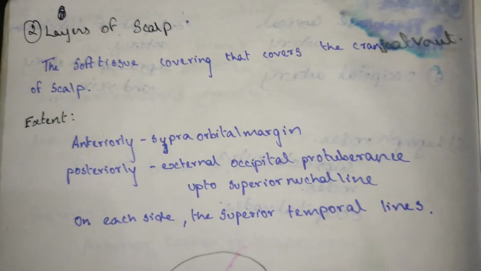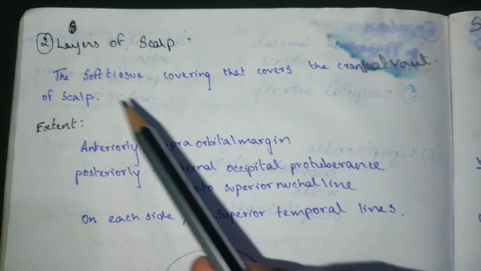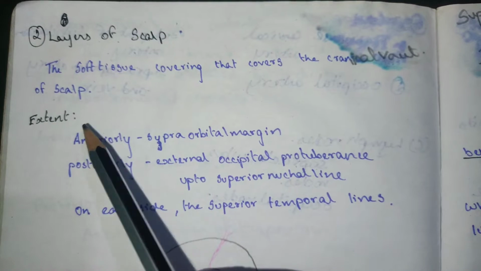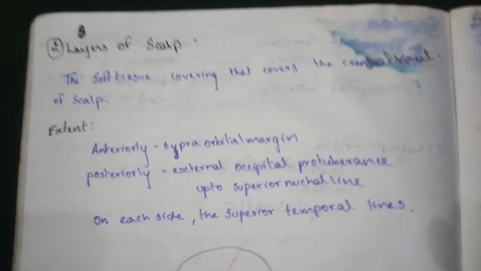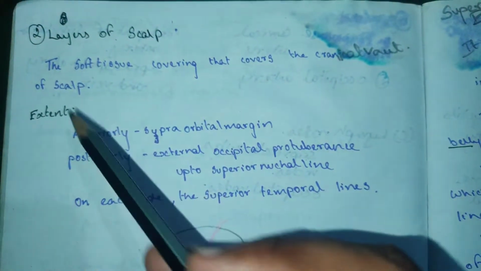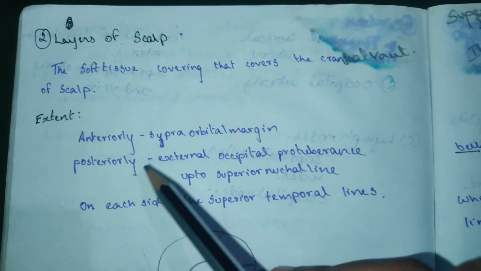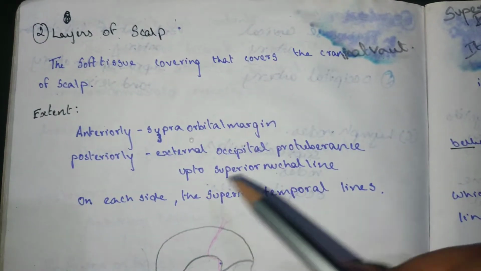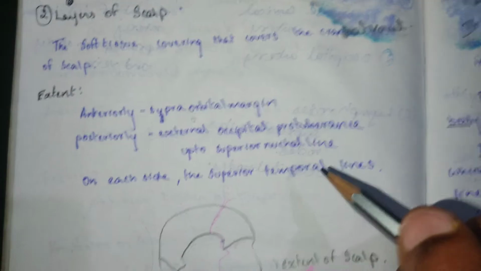In this video, we are going to see about the layers of the scalp. First, it is a soft tissue covering the cranial vault. It extends anteriorly to the supraorbital margin, and posteriorly to the external occipital protuberance up to the superior nuchal line. On each side, it extends to the superior temporal lines.